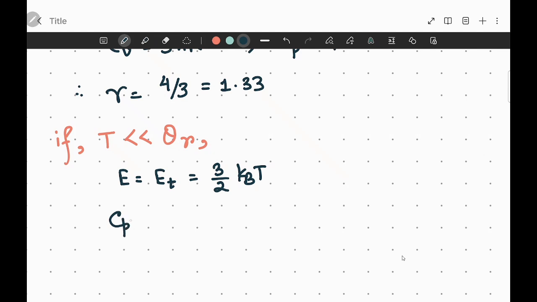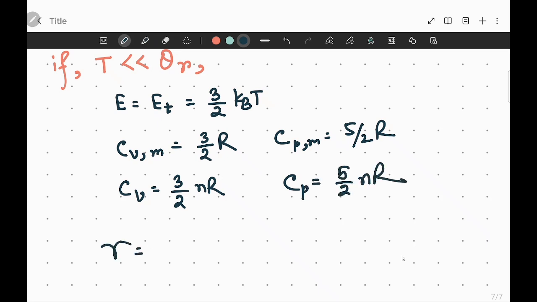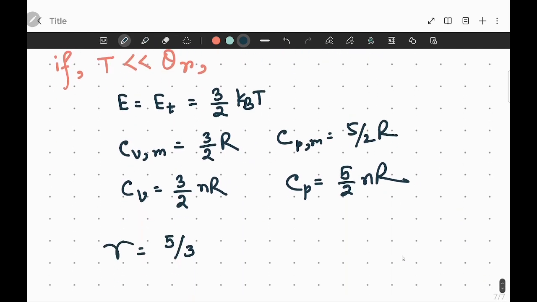And that means CVM will be 3 by 2 R and CPM will be 5 by 2 R, or CV will be 3 by 2 NR and CP will be 5 by 2 NR. So from here, if you calculate gamma, then you will have 5 by 3. So it is 1.66.